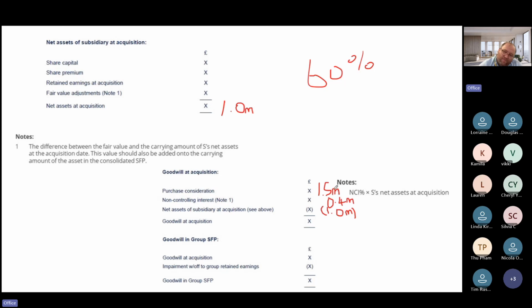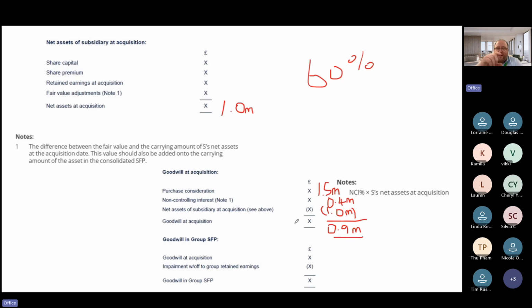So we've got 1.5 plus 0.4, it's 1.9 minus £1 million. So goodwill at acquisition, 0.9 million. So what that says is, in effect, we've overpaid for the net assets to the tune of £900,000. So that's goodwill.